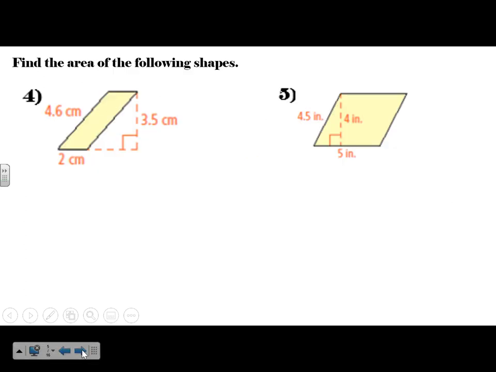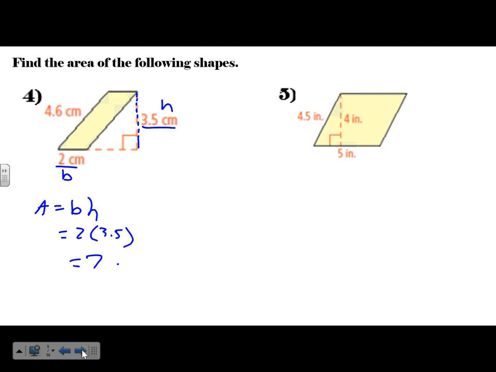So now we've got some practice problems. Number four, the height is outside of your parallelogram. So the height is 3.5. The base is 2. So the area is base times height, which is 2 times 3.5. So the area for that is 7. Again, technically centimeters squared.